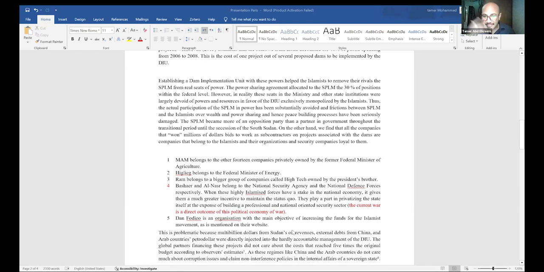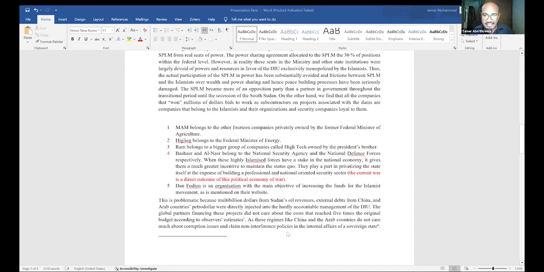When these highly Islamized military and security forces have a stake in the national economy, it gives them much greater incentive to maintain the status quo. And that is what we are witnessing now. They resisted the revolution, post-revolution, because they are connected to this political patronage, and this is a natural outcome of the political economy of war. So they play a part in privatizing the state itself at the expense of building a professional and national-oriented security sector. The current war is a direct outcome of this political economy of war, of course, considering other factors.